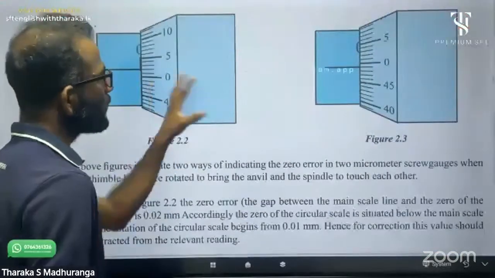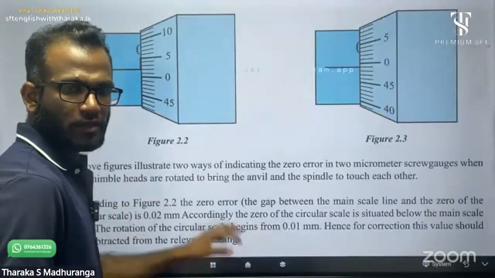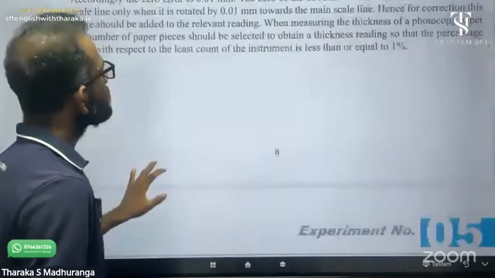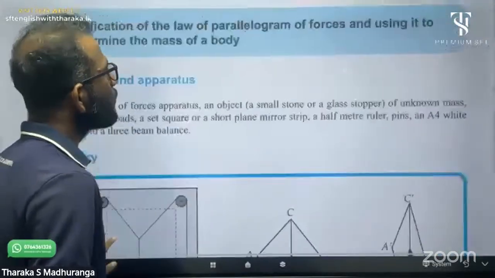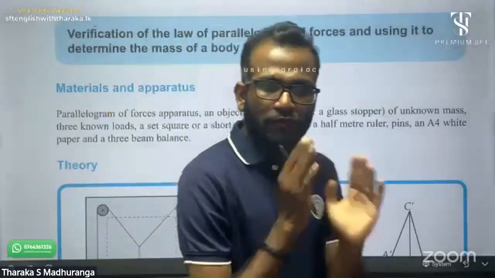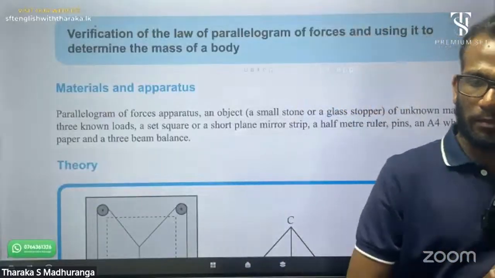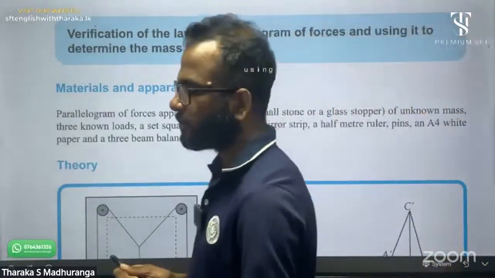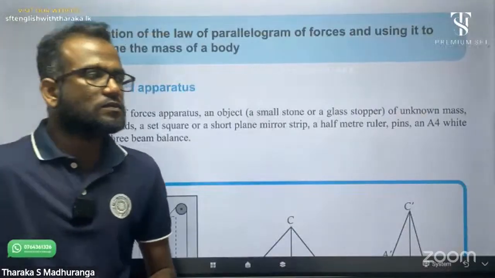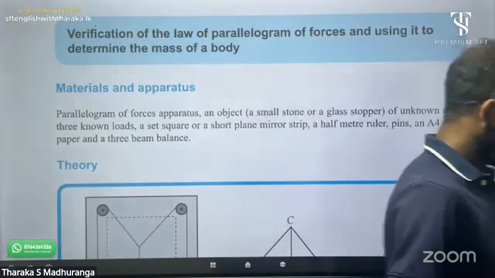Okay, this is the positive and negative zero error explanation. I already did it. Let's move on to the most important forces lesson experiment.